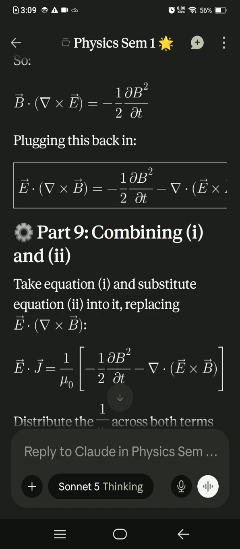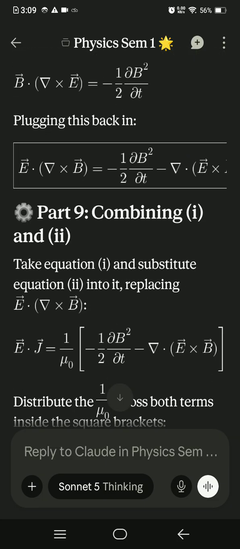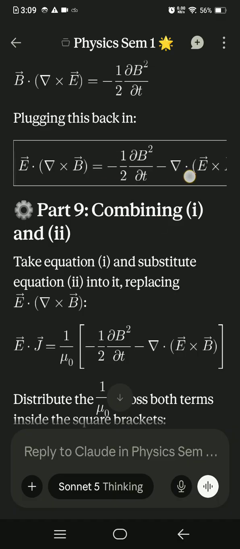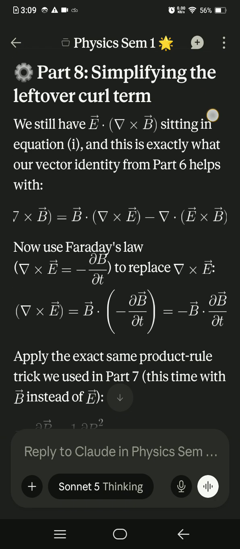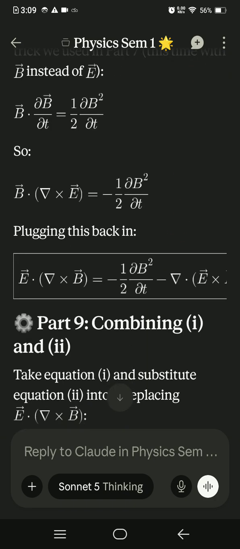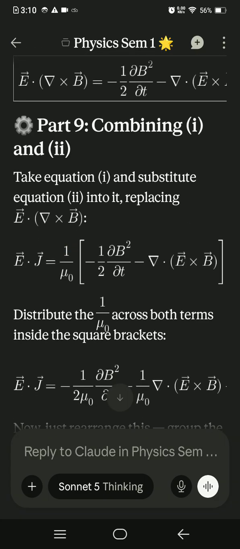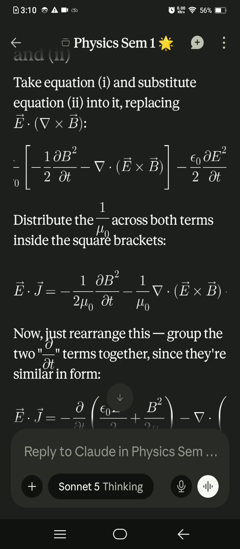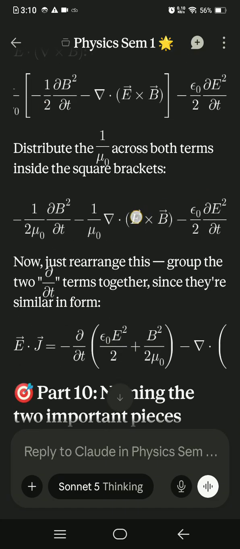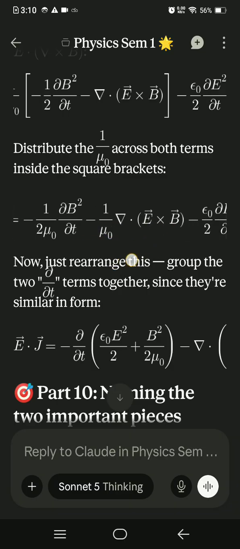Combining 1 and 2. So combining 1 and 2, this is for E dot curl of B. So we are going to substitute it back in place of this thing. So 1 upon mu naught, this part substituted. Distribute 1 upon mu naught across both terms inside the square bracket. So 1 upon mu naught and 1 upon mu naught. Okay, this is our new equation so far.